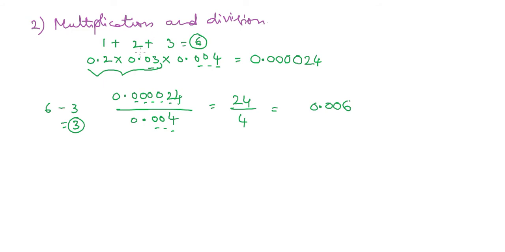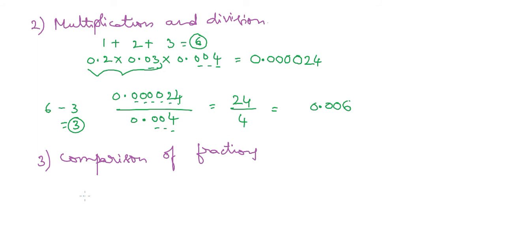For multiplication, we need to add the number of decimal places of each number. For division, you need to subtract the number of decimal places in the denominator from the numerator. That's all. It's a very simple concept. Now let's move on to the comparison of fractions. So how to compare these fractions?